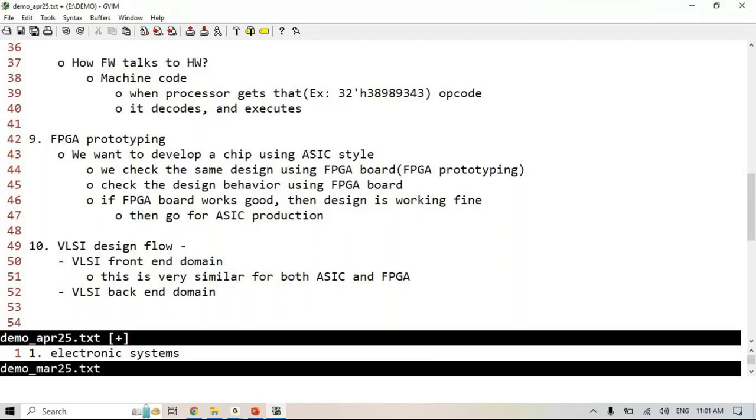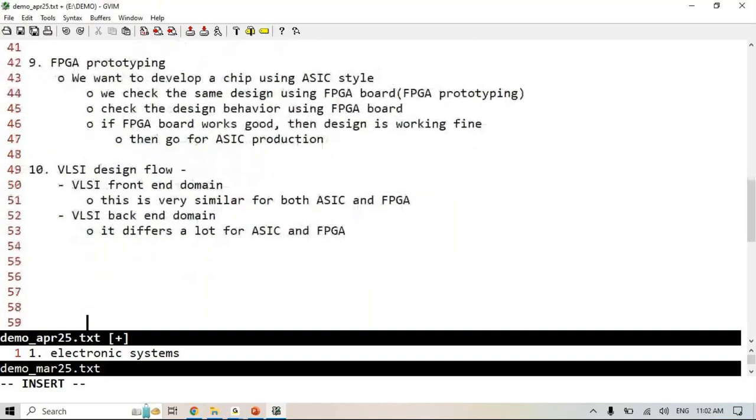Now, what exactly do we do in the front end domain? We'll discuss after the break. But you understand that the front end domain is similar for both ASIC and FPGA. The back end domain is where it differs. It differs a lot for ASIC. So where do they differ? Understood. Now what is pending for us is to understand what the front end domain is and what the back end domain is. So let us discuss that after the break.